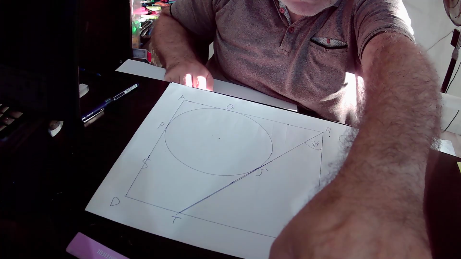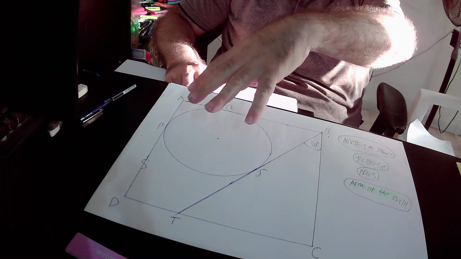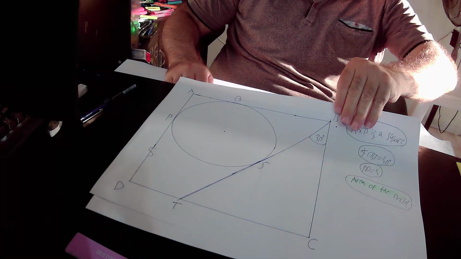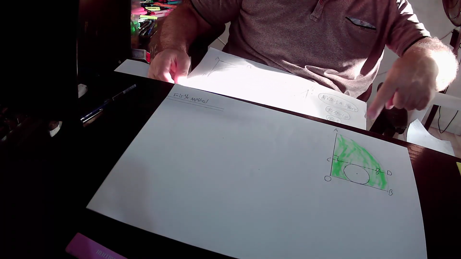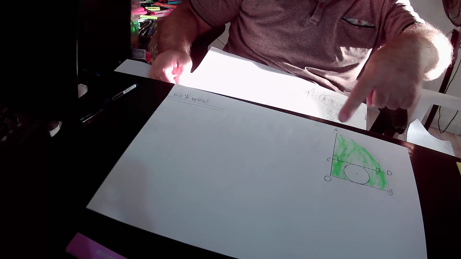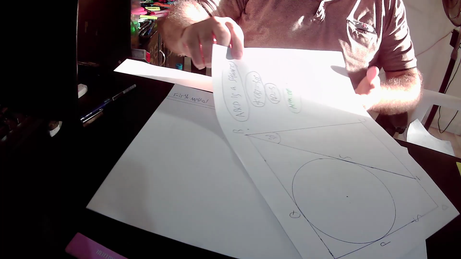Hello, in this lecture we'll answer two questions. In the first question we'll find out the area of this circle that is inside square ABCD, and in the second question we'll find out the value of the green area that is inside a quarter circle. So we'll start with the first question.